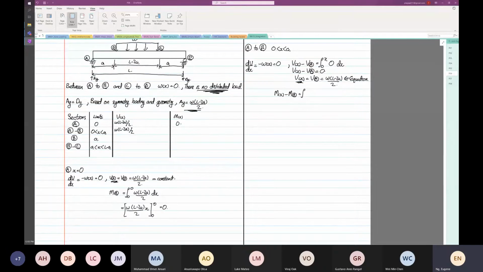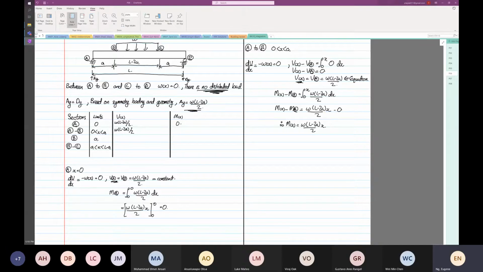Now you integrate 0 to what? X. So this is omega (L minus 2A) over 2 dx. So m(x) as a function of x minus m_A is equal to omega (L minus 2A) over 2 x, because the other limit, down here, will be minus 0. We know that moment at point A is equal to 0. Therefore, m as a function of x is equal to omega (L minus 2A) over 2 x.